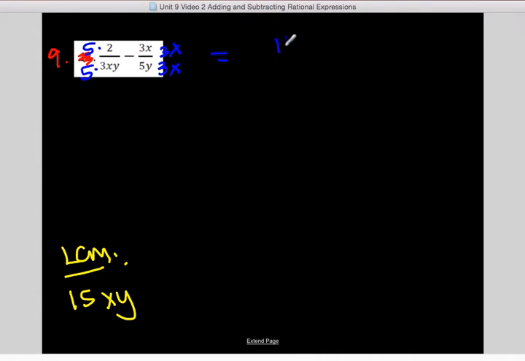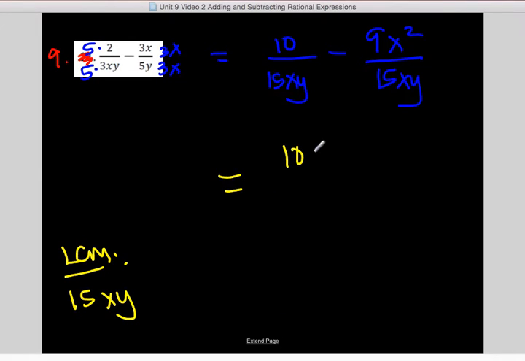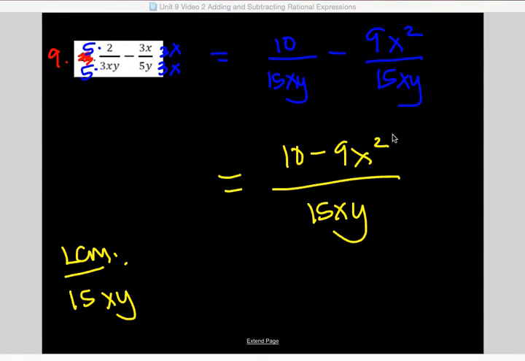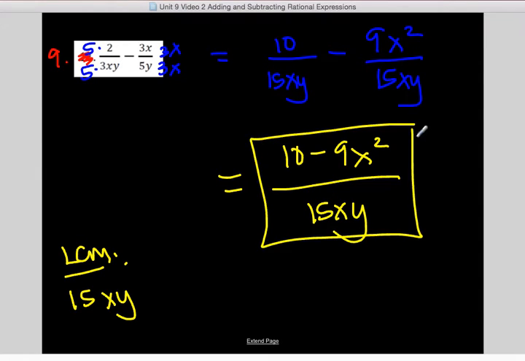So 2 times 5 is 10 over 15xy minus 9, and then x times x, so x squared over 15xy. I have a common denominator, so I can write my numerators together. Once again, they are not like terms, so I cannot put them together. And that is my answer for example 9.